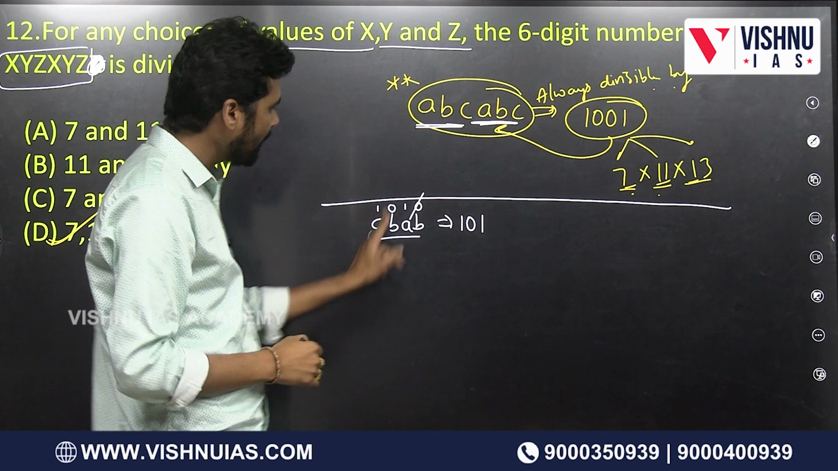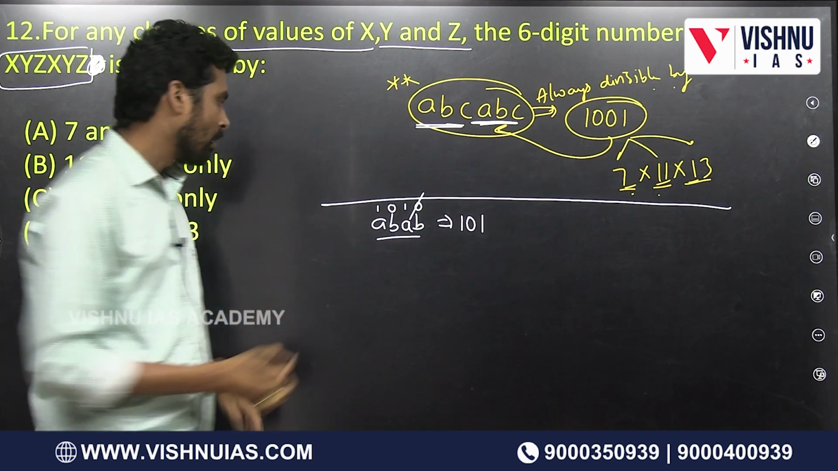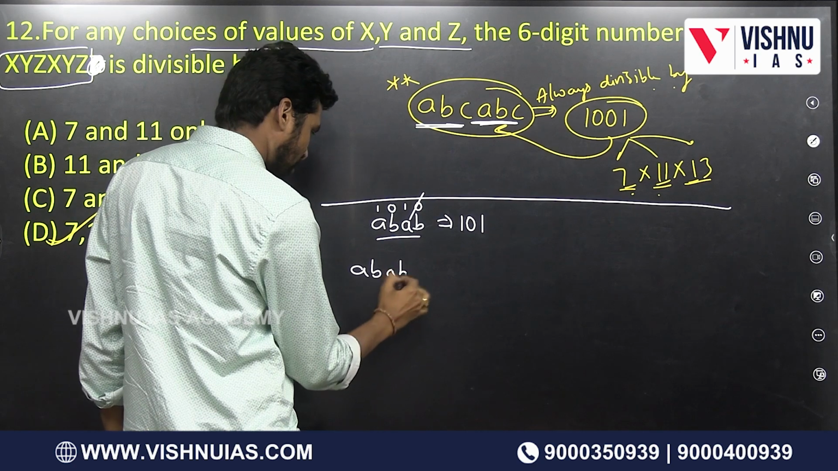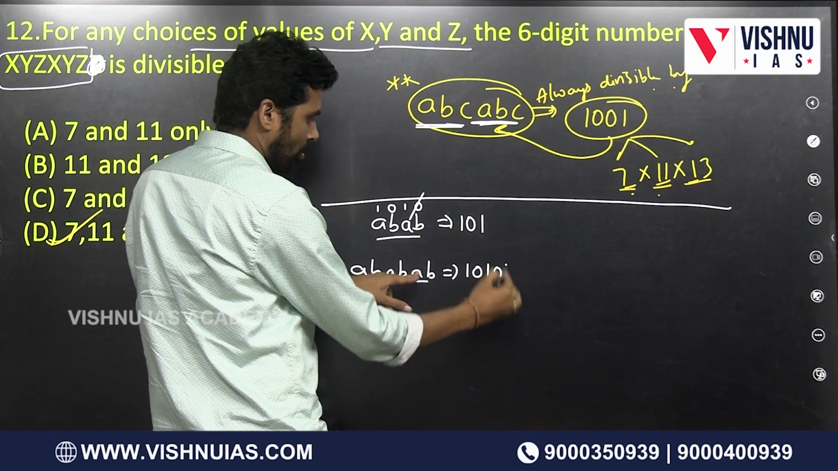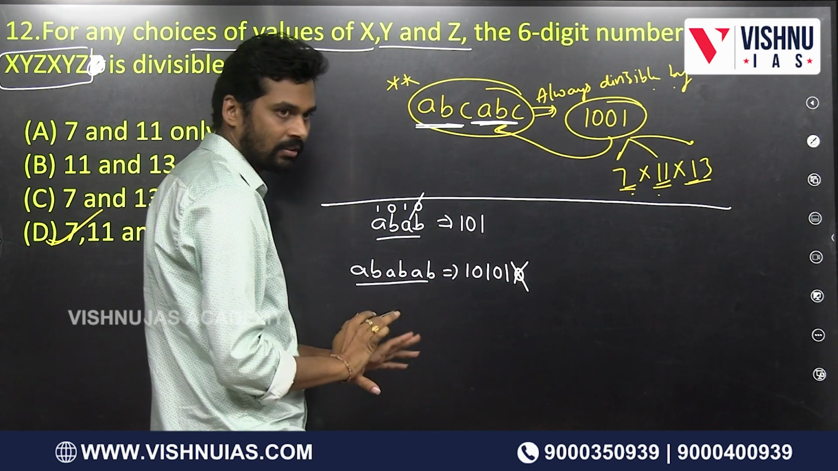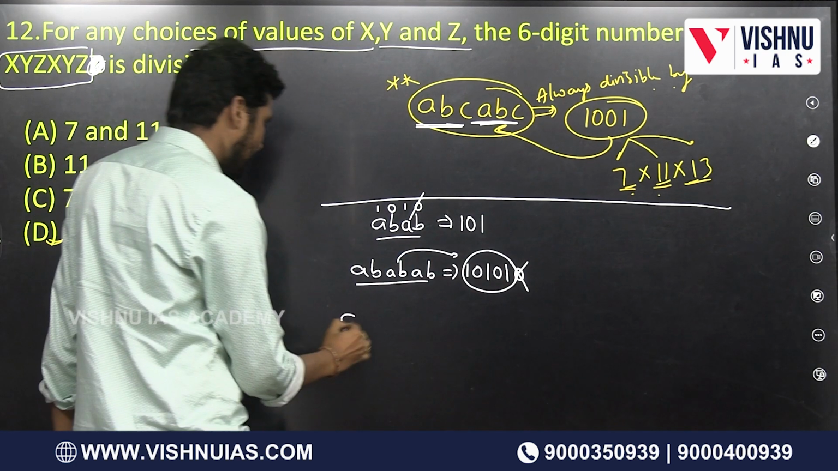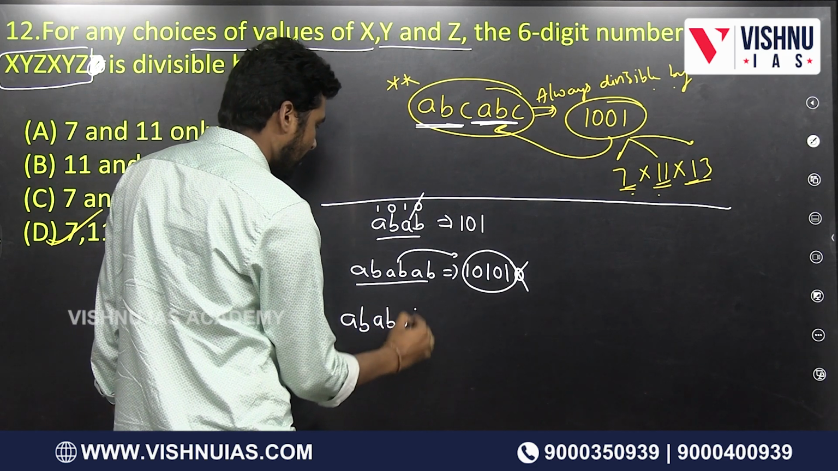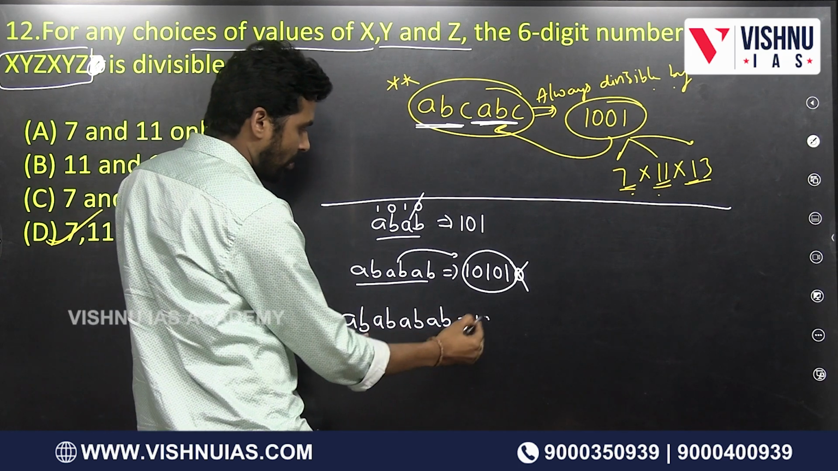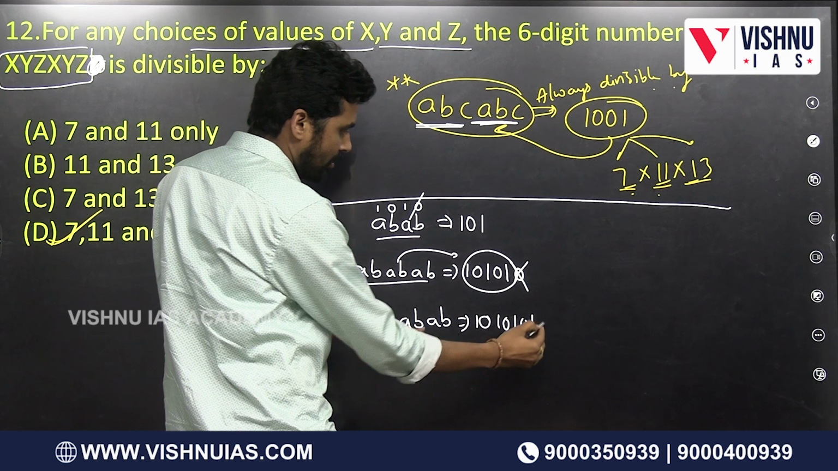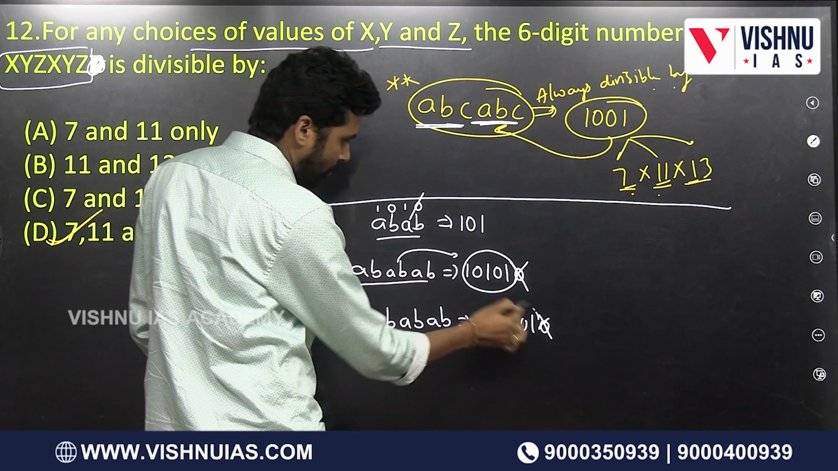So when a number is in the form of AB, AB, it must be divisible by 101. When 2 digits are repeated, you take 1, 0, 1, 0, but you should not take the last digit. Similarly, suppose a number is in the form of AB, AB, AB. You write it simply so you can remember it easily: 10, 10, 10, 10. You cancel the last 0, which means the number is divisible by which number?